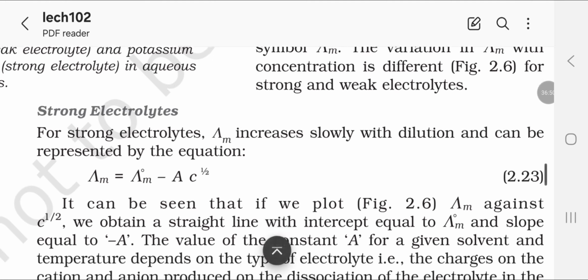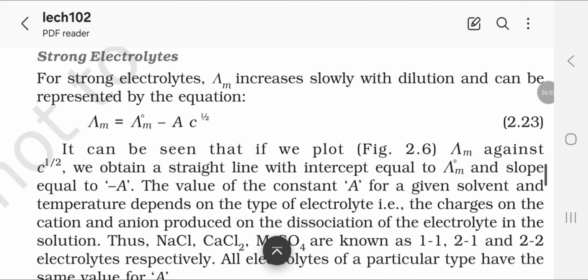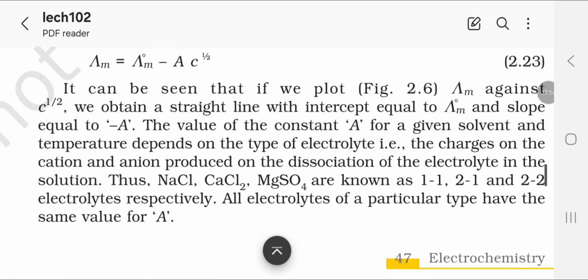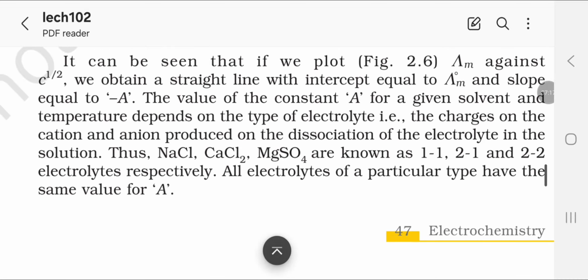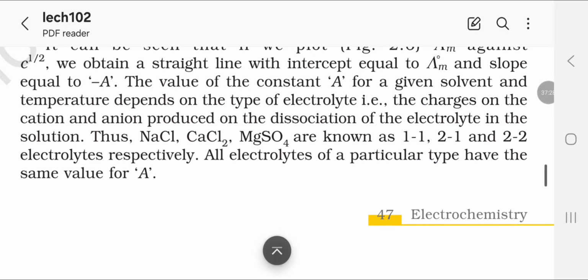It can be seen that if we plot lambda m against root C, we obtain a straight line with intercept equal to lambda m naught and slope equal to minus A. The value of the constant A for a given solvent and temperature depends on the type of electrolyte, that is, the charges on the cation and anion produced on dissociation of the electrolyte in the solution. Thus, NaCl, CaCl2, MgSO4 are known as 1,1, 2,1 and 2,2 electrolytes respectively. All electrolytes of a particular type have the same value for A.